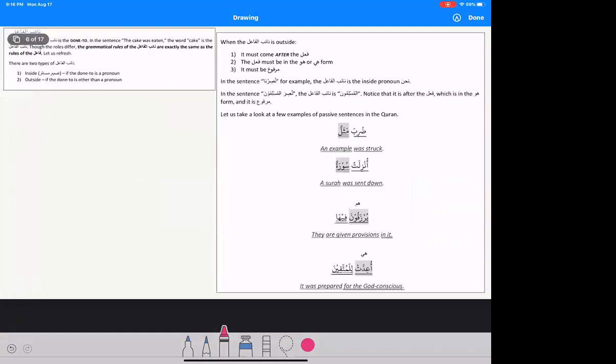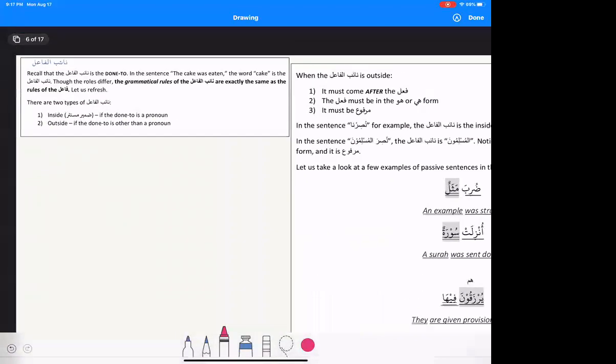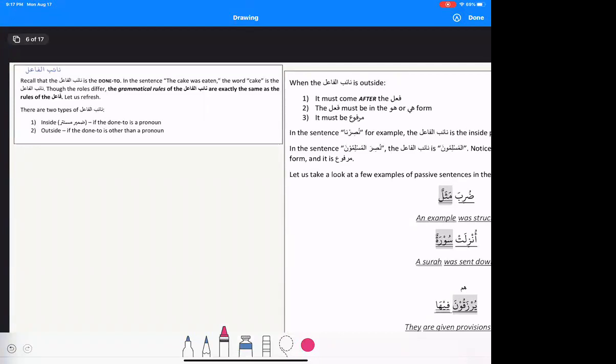Okay, now the same naib fa'il business we discussed in our past tense. So let me repeat a bit so you get good at it. So basically, we know that the done to is a naib fa'il in the passive sentence. For example, the cake was eaten. If I say the cake was eaten, so the word cake is the naib fa'il. Even though the rules are going to be different, the grammatical rules of the naib fa'il are exactly the same as the rules of the fa'il.